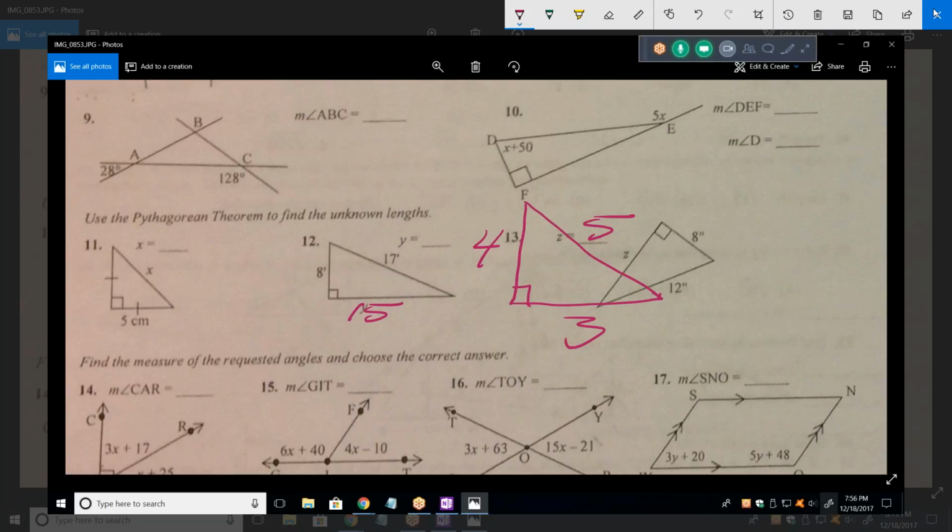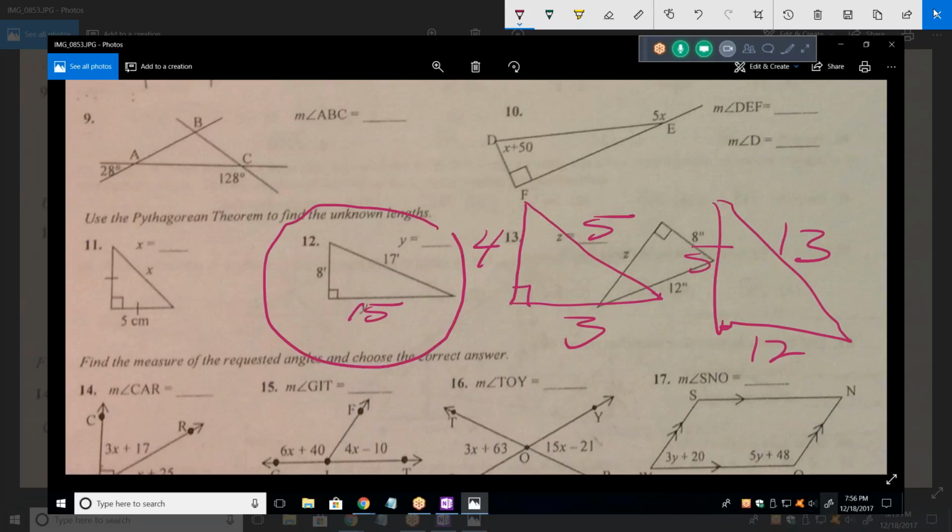The next one is 5, 12, 13. And you'll see that one a lot. And then this one we just solved is the third lowest. So it actually has a special rung in geometry. These three that I just drew, you will see repeatedly.